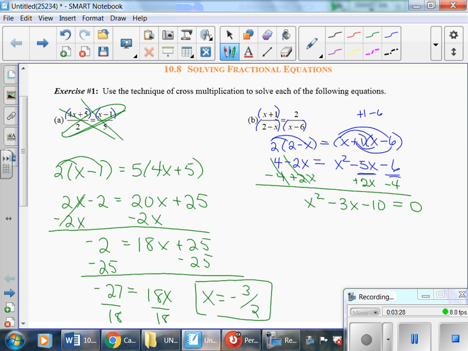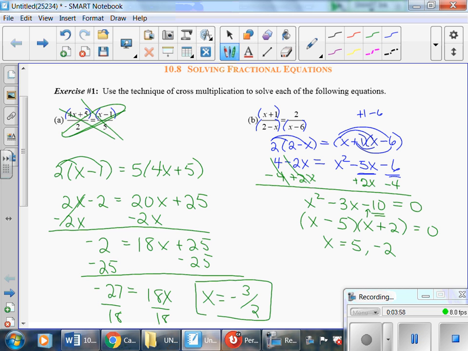It's set equal to 0, and the next step will be to either factor if it is factorable, or if it's not, you use the quadratic formula. But this one does turn out to be factorable because I need two numbers that multiply to 10 and subtract to give me 3, and that's going to be 5 times 2, and I need the 5 to be negative, the 2 to be positive, so my answer turns out to be positive 5 and negative 2.